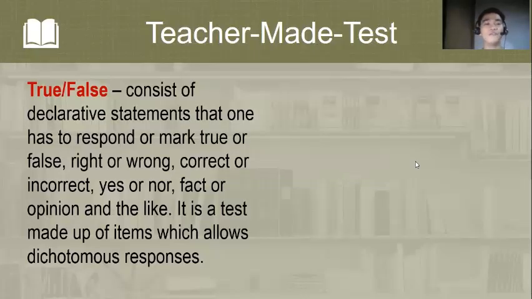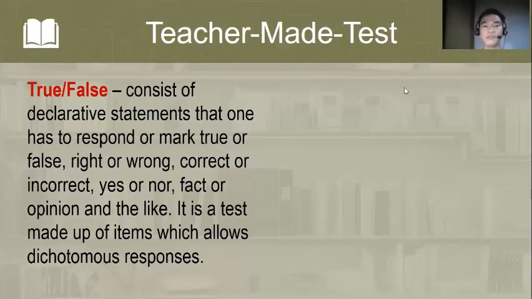So we have here true or false, a combination of 2 options. That's why it is sometimes called an alternative test, because you have 2 options: right or wrong, true or false, correct or incorrect, yes or no, fact or opinion, and so on and so forth. It is a test made of dichotomous items, meaning there are 2 options that you need to choose from. So it's impossible to have 2 correct answers. Only one answer. That's why it is a teacher-made or objective test, because there is a specific or single best answer.